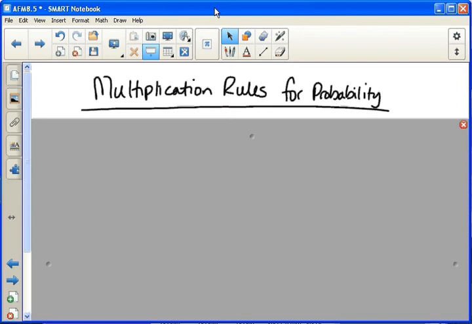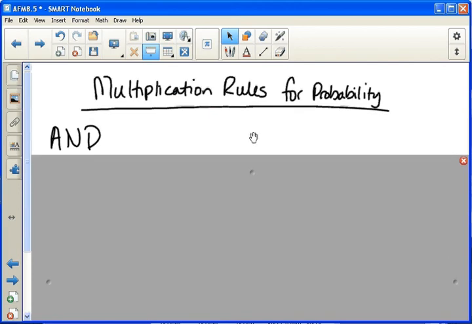These are the multiplication rules for probability, and these have to do with AND questions. If you watched the other video where we talked about the addition rules, those were OR questions. So whenever we wanted to know if something happened or something else happened, that was addition. Whenever we want to know when two things happened together, not just one or the other, but both, that's where the multiplication rules for probability come in.